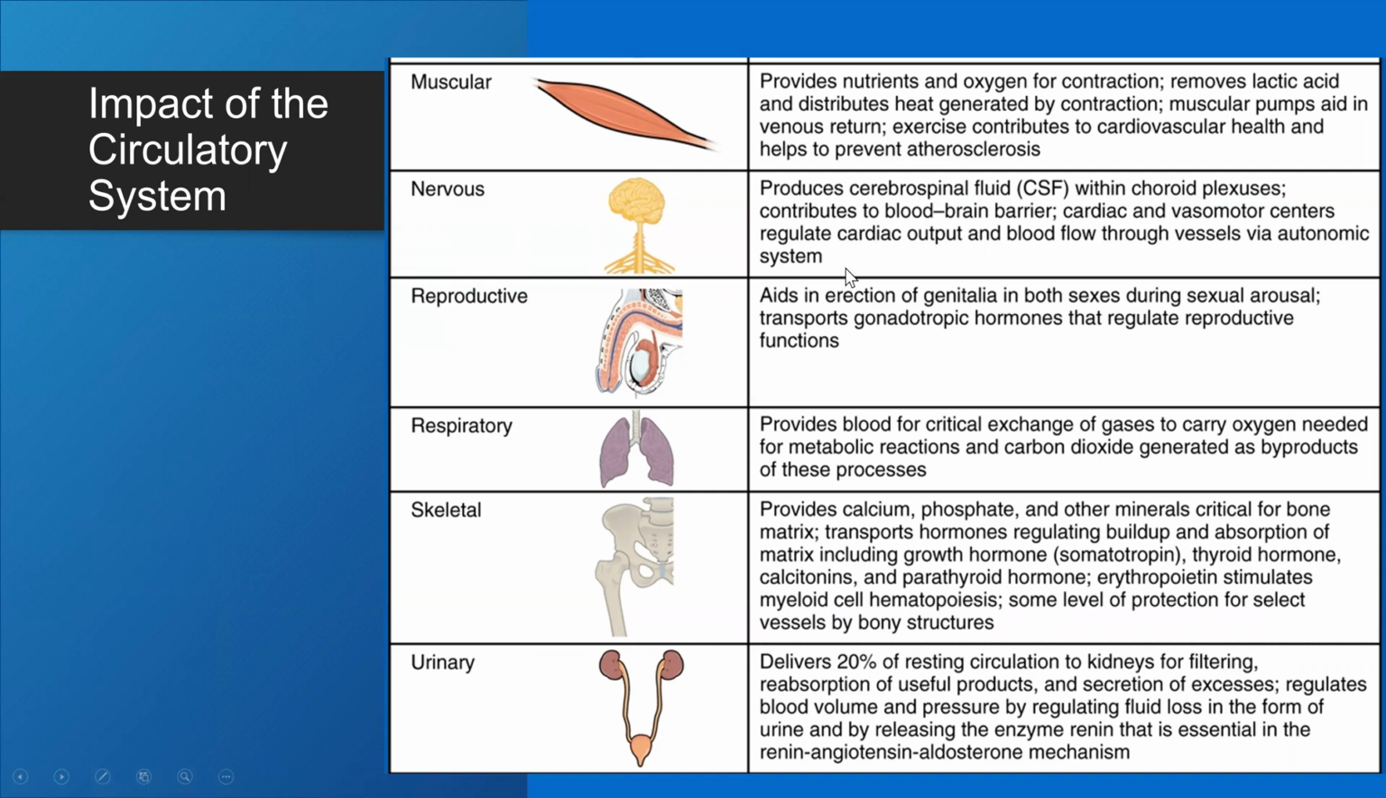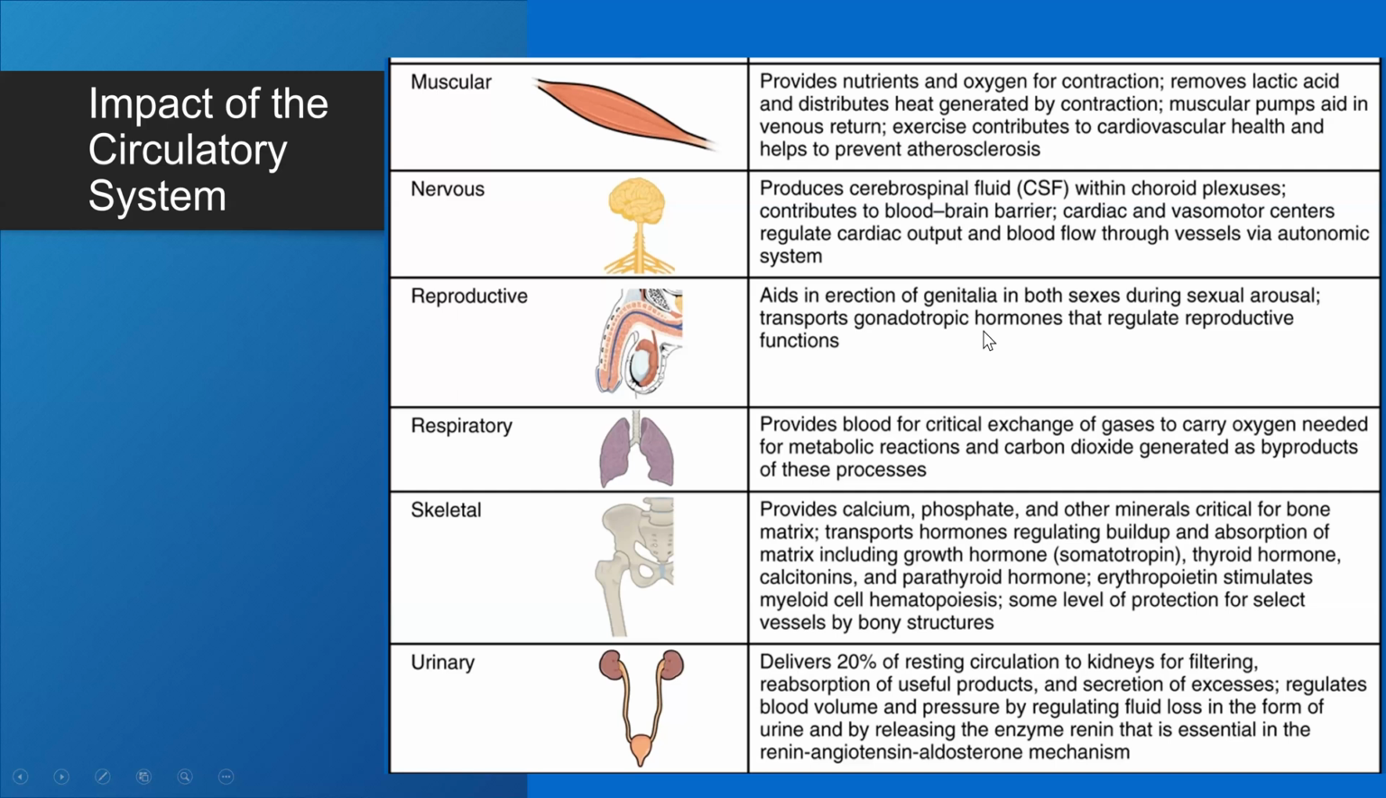Nervous system. Cerebrospinal fluid is produced from blood plasma, right? Of course, it's a process. We have special cells, ependymal cells, that are important in production of this fluid, but this fluid will come from blood plasma. And it happens in the choroid plexuses. Blood contributes to the blood-brain barrier, plus your nervous system has cardiac and vasomotor centers in the medulla oblongata that regulate blood flow via the autonomic system.